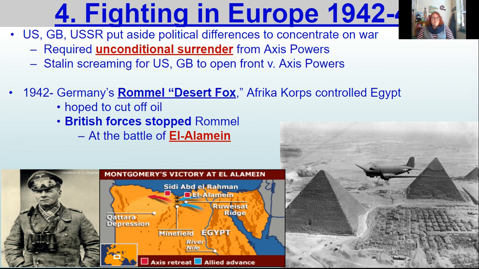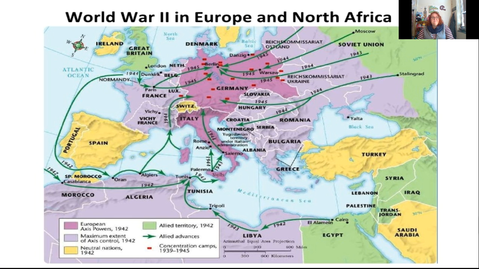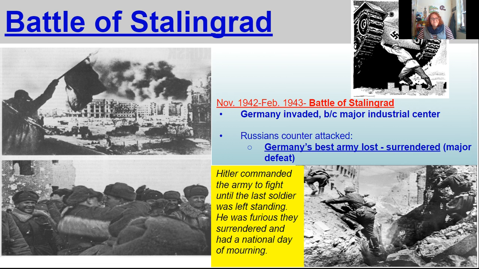Then in 1942, Germany's Rommel, the Desert Fox, was able to use the African Corps to control Egypt. And they were hoping to cut off the oil to the Allies, but British forces were fortunate enough to be able to stop Rommel. And so this is why it's called a world war.